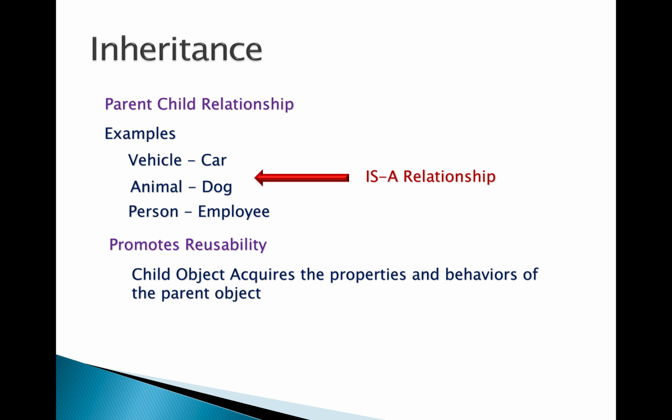How it is achieved is the child object acquires the properties and behaviors of the parent object. What does it mean? For example, a person is going to have a first name, last name and age. Employee is going to also have first name, last name and age. Along with that, he is going to have a few more properties, which may be an employee ID and a salary. Those properties are specific to employee, but he also has the properties of person.